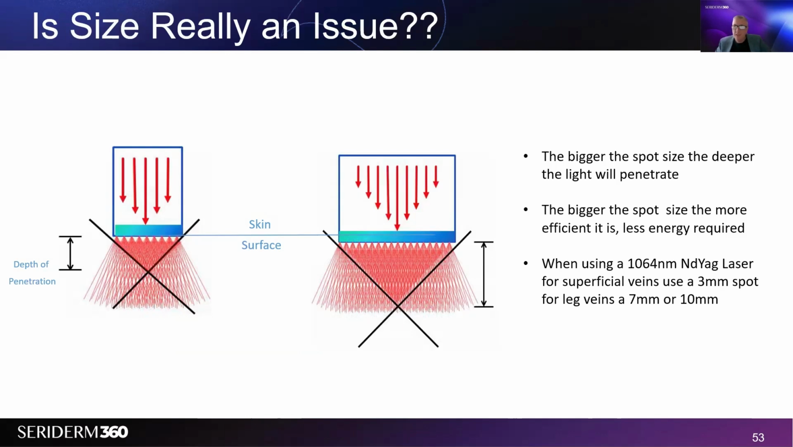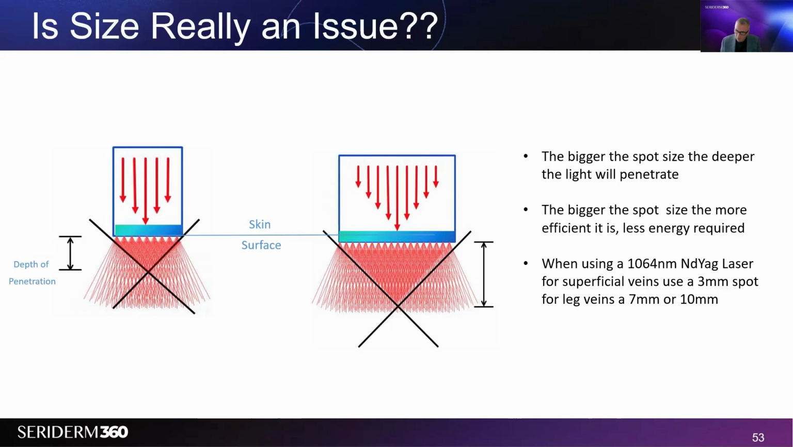We talked about spot size and is it an issue? Yes, spot size is. The bigger the spot size, the deeper the light will penetrate. Unless you're looking at, and we're referring here to color absorbing wavelengths. When we look at water absorbing wavelengths, actually the smaller the spot size, the deeper they can go, but it depends really on the energy as well, okay? So when we're looking at color absorbing wavelengths, the bigger the spot size, the deeper the light will penetrate.